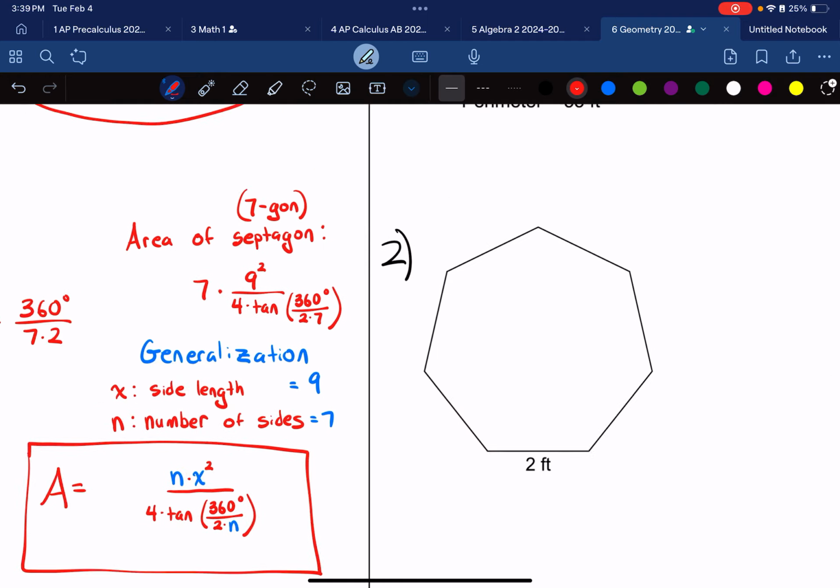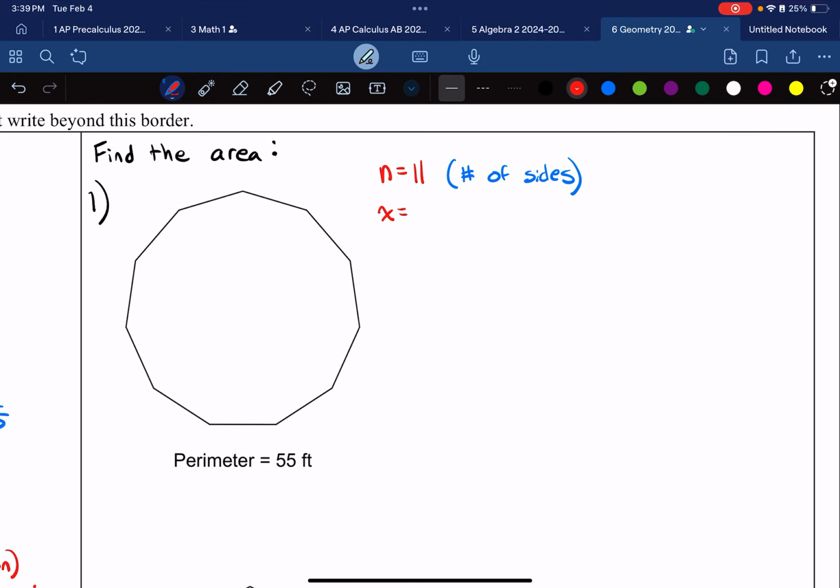So in this case, I have a perimeter that is 55. So in order to find my side length, I'm going to take 55 and divide by the number of sides, 11. 55 divided by 11 is 5. So therefore, each of these side lengths is 5, 5, 5, etc. If you add them up 11 times, you should add up to 55. Now that we have both of these variables ready to go, we can plug this into our formula.